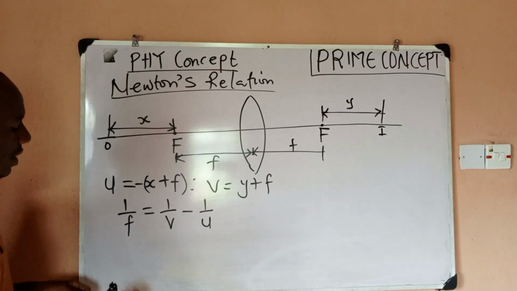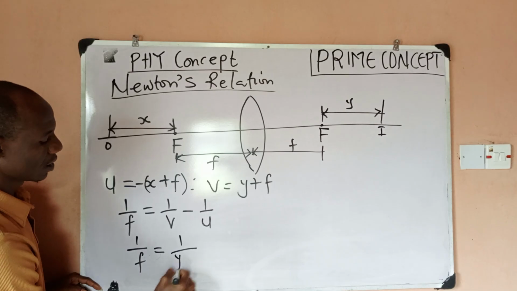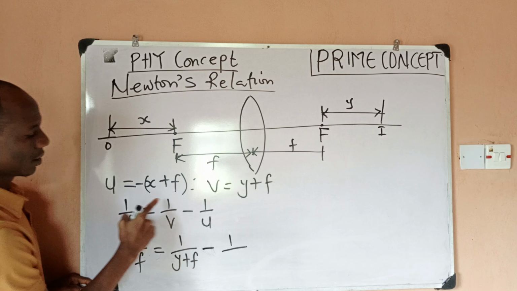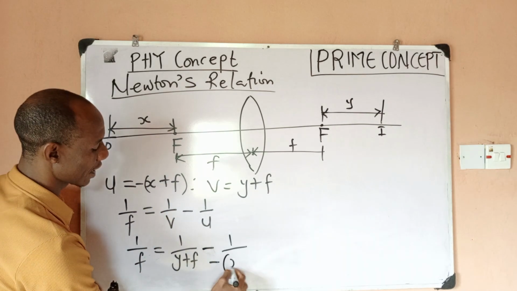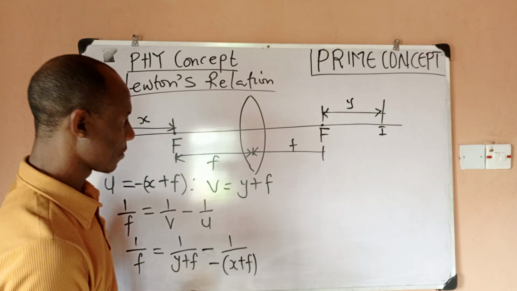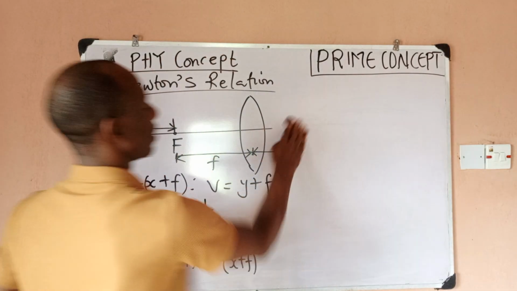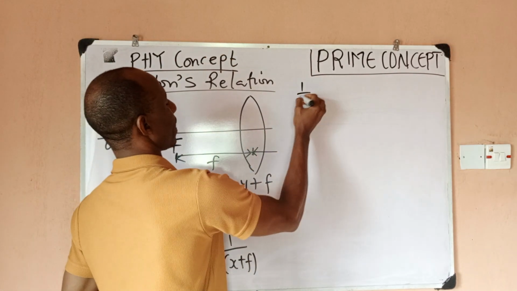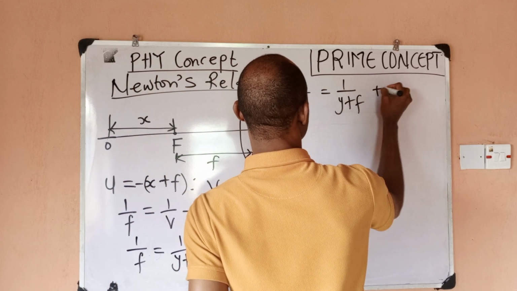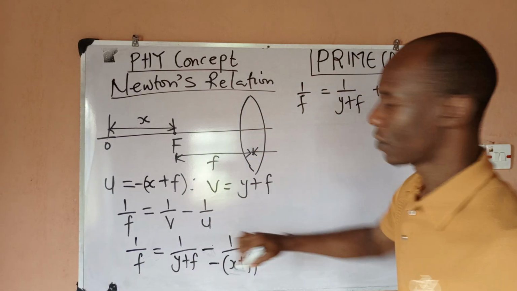Now, if I substitute these parameters, I have 1 by f is 1 by v, which is y plus f, minus, okay, this is minus, then our u is what now? Minus x plus f. So if I solve this, I'll be rubbing this diagram, please, for the sake of my space. So I would have 1 by f equals 1 by y plus f plus 1 by x plus f. Remember, minus minus would give us plus.